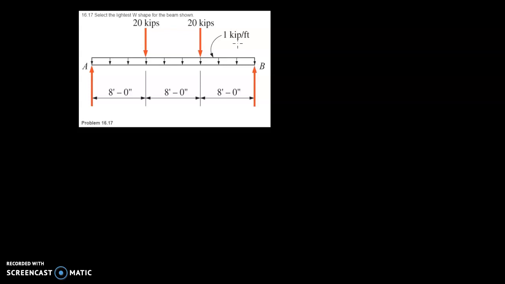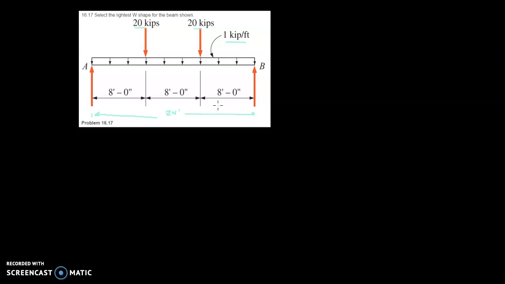We have a distributed load of 1 kip per foot, and we have two concentrated loads, 20 kips each, and they are applied at third points of the beam. So you can see here that the overall length of the beam is 24 feet, and the concentrated loads are located at 8 feet increments.